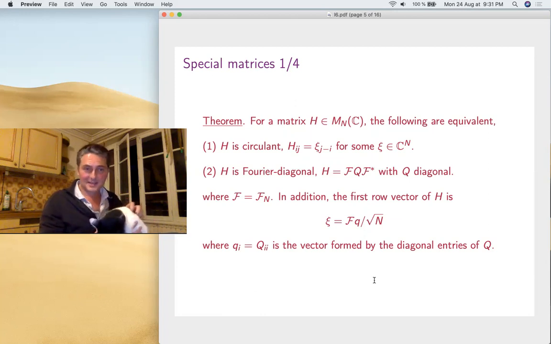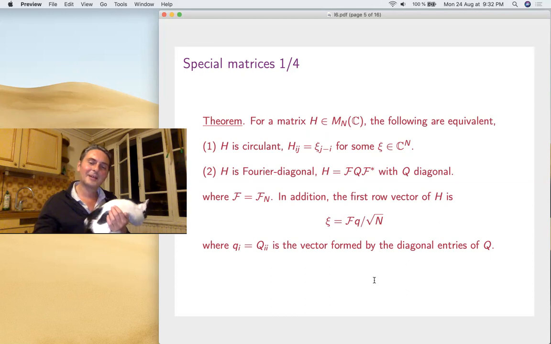So the first application is that if I take a circulant matrix, circulant means you just have a vector and then you start cycling it. This must be Fourier diagonal. I mean, under the Fourier transform, it must be diagonal. And that's very, very important for application in any problem regarding circulant matrices. You can use this and you just solve the problem. And in addition, well, the first row vector of H is very simple. It's the Fourier transform of the diagonal of Q.